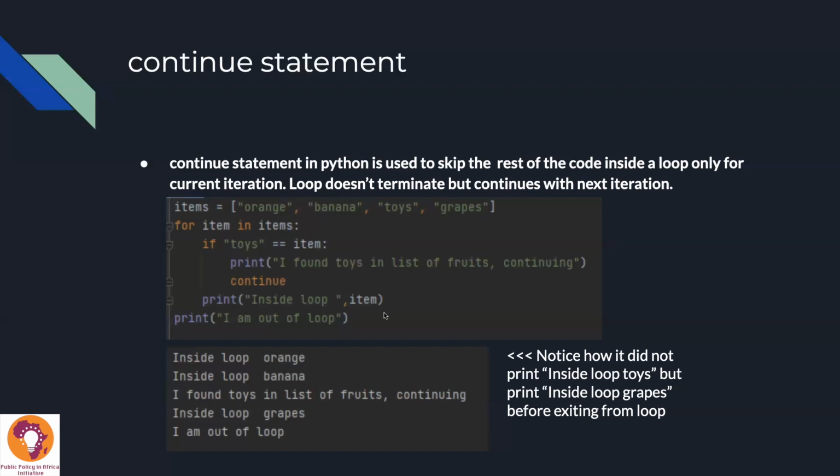So continue is great for situations where there's a certain value in your collection that you don't want to do the subsequent operations on, but you still want to continue doing those operations on the rest of the items in your list. So break is great for when you're, say, searching for something, and once you've found it, you want to end the execution of your loop.